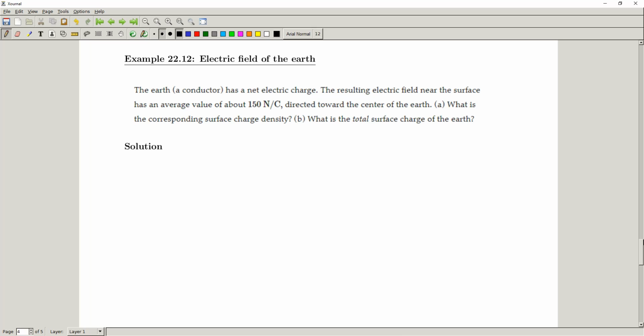It has a net electric charge. This electric charge results in an electric field near the surface of the Earth of 150 newtons per coulomb, directed toward the center of the Earth. So we have our Earth, and we're going to have an electric field that looks like that, where the magnitude of the electric field is equal to 150 newtons per coulomb.